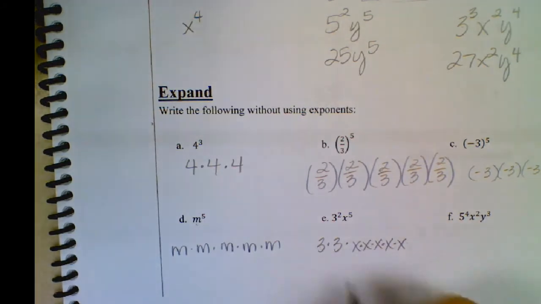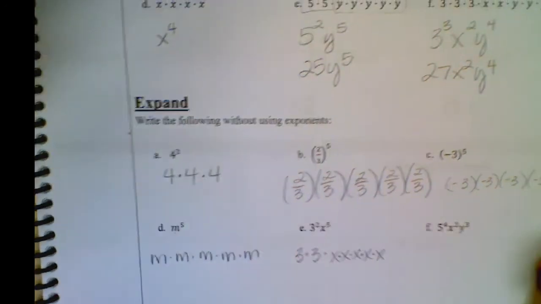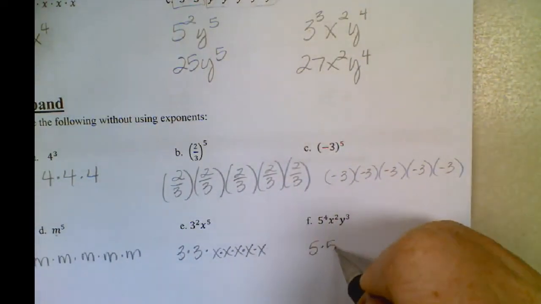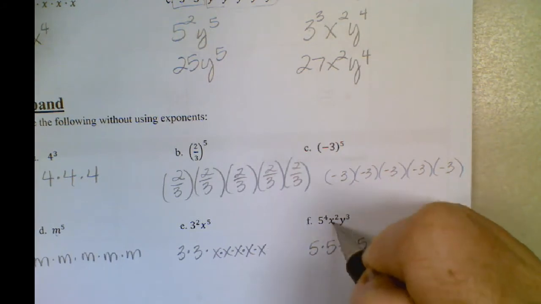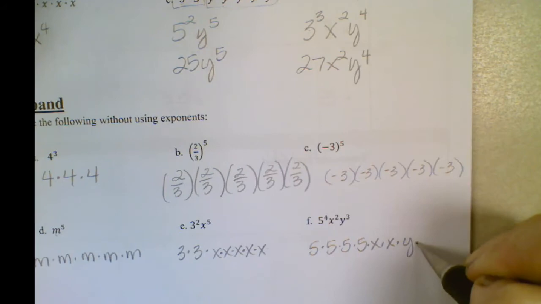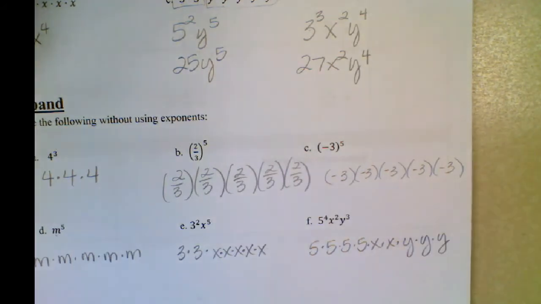When you have coefficients, you definitely need to put the dot, because if I left the dot out of that, it would look like 33 and not 3 times 3. So that's just something to be aware of. And then we have 5 times itself 4 times. I have a couple of x's, and then I have 3 y's. Okay, great. Let's go on to the next page.